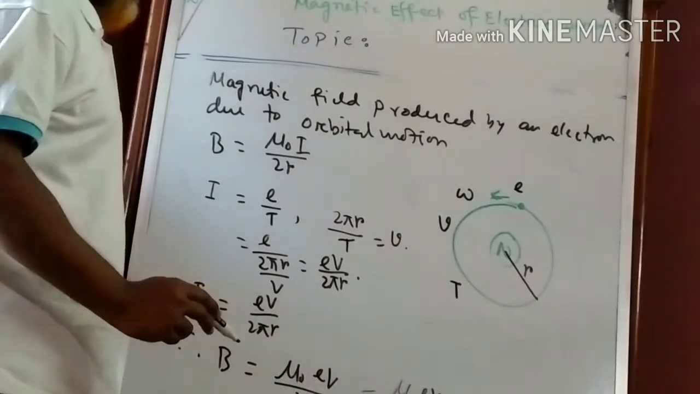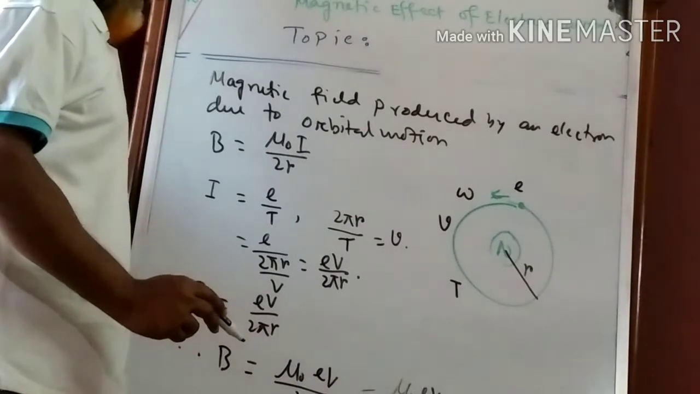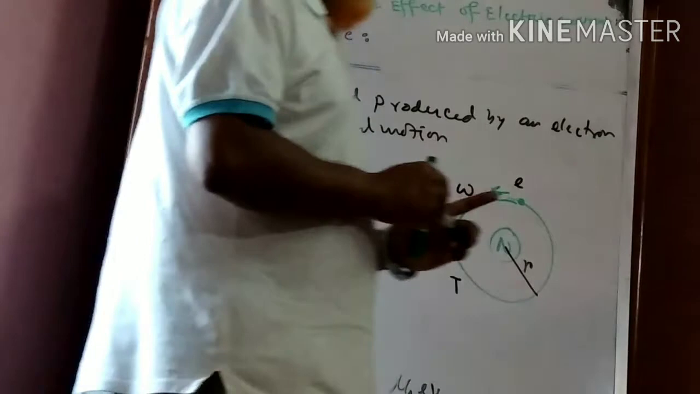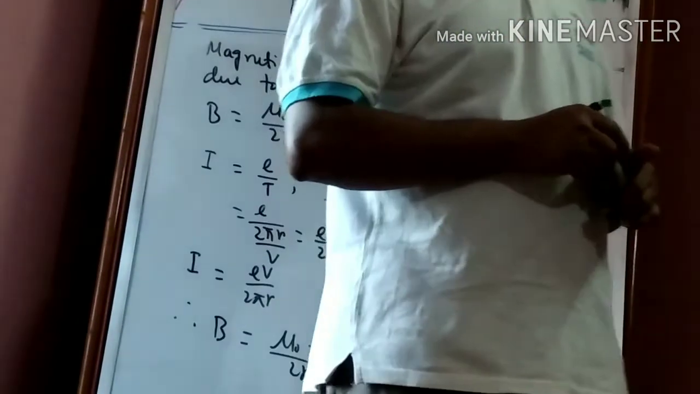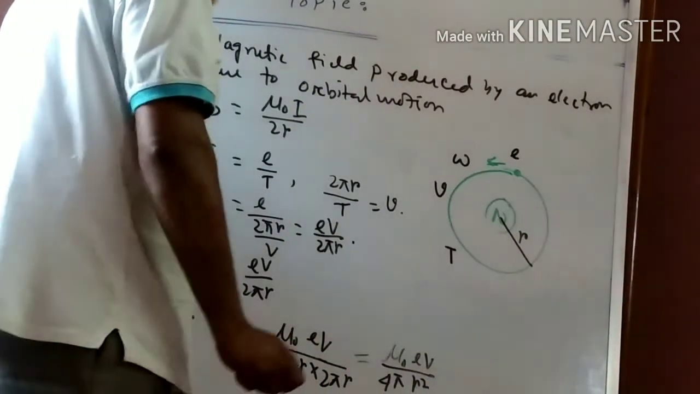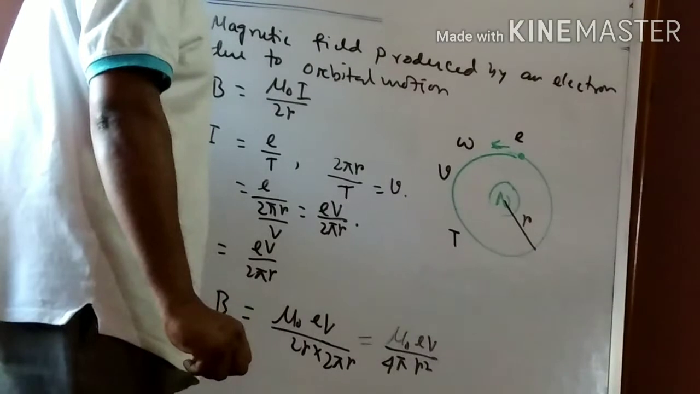Okay. Again, we have to find, due to the motion of the electron, the angular momentum that is produced. So due to the angular motion of the electron, a magnetic field is produced. We are going to find it.